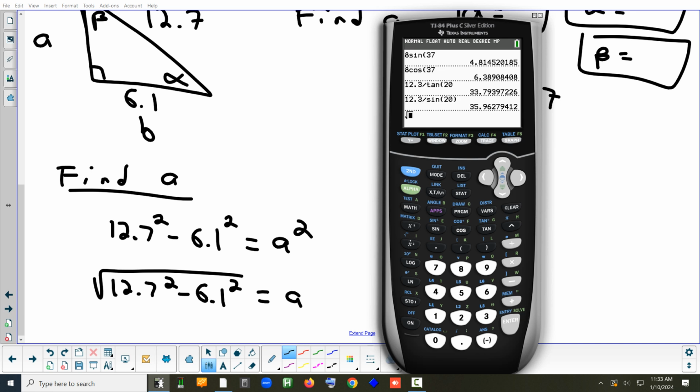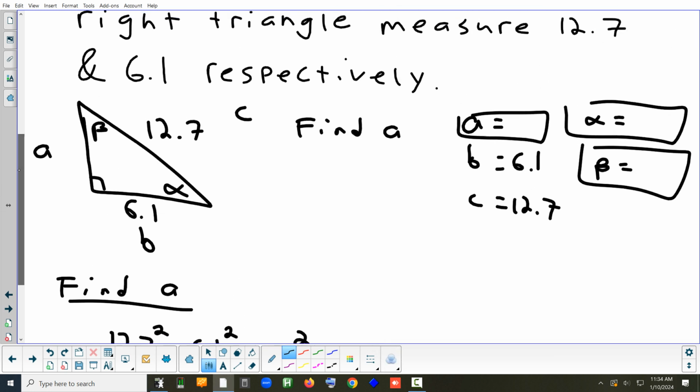So square root of 12.7 squared minus 6.1 squared. That's 11.139, and that's the only rounding that I do. Okay, any questions on that?